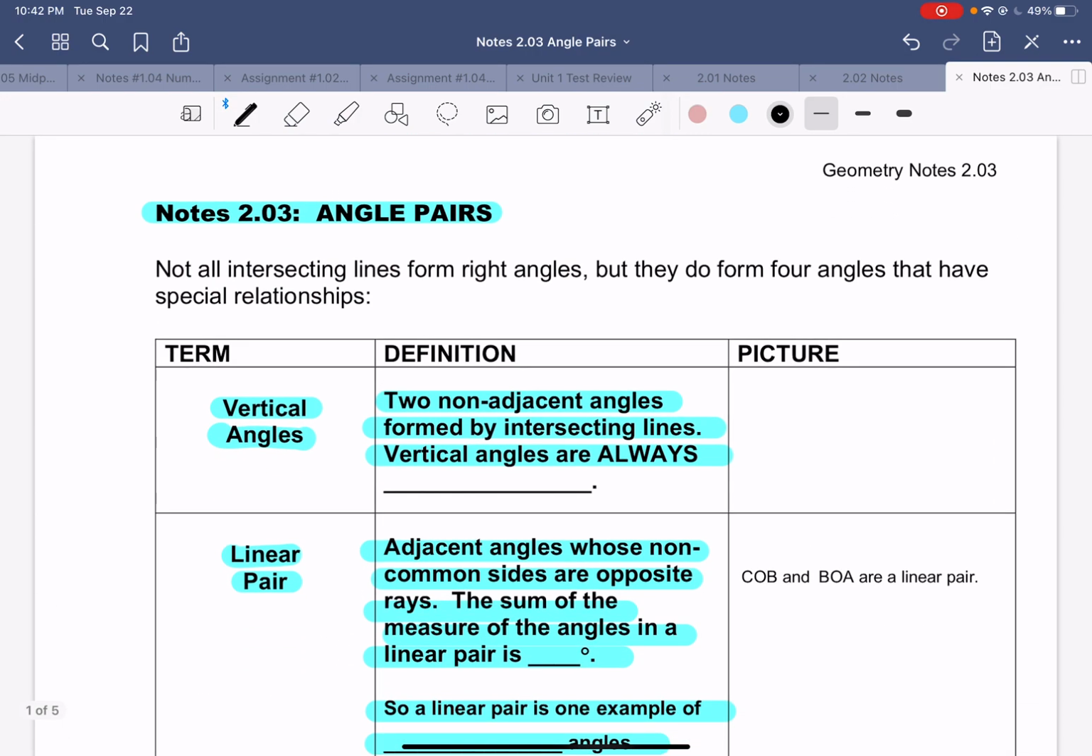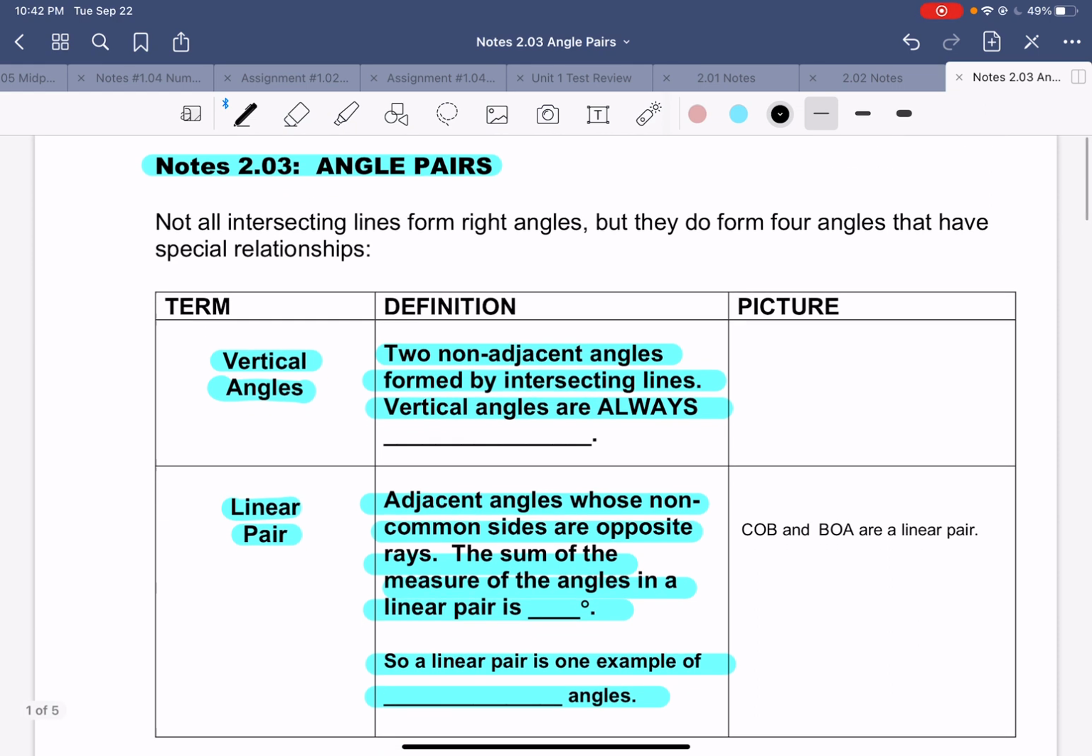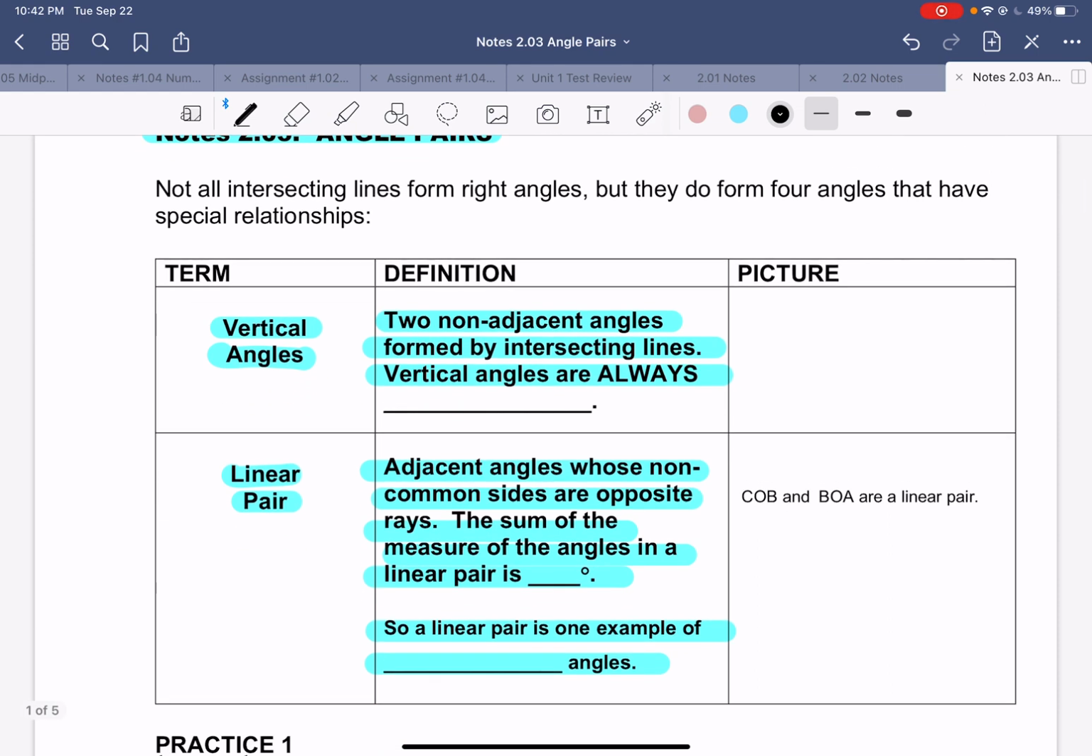Now, there are a lot of examples that will help you through these definitions. So, a vertical pair, it says right here, not all intersecting lines form right angles, but they do form four angles that have special relationships. So let's talk about those relationships. The first one we want to talk about is vertical angles.